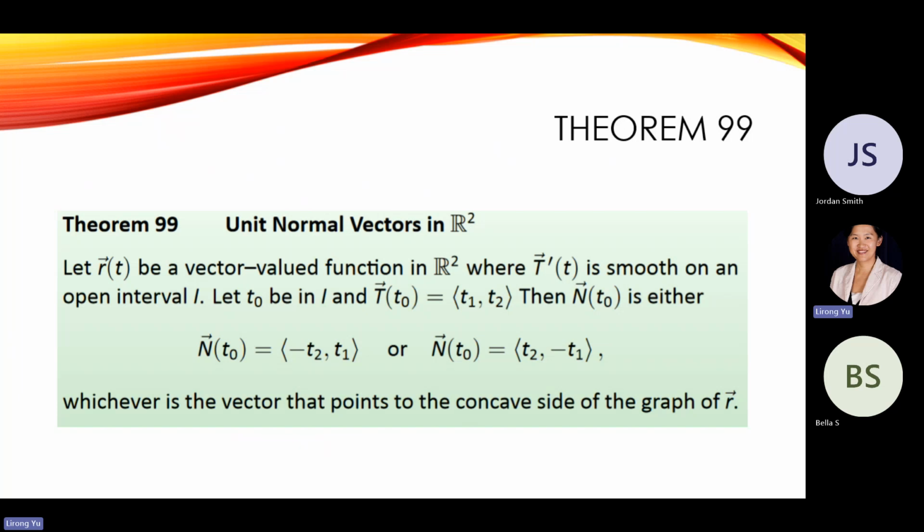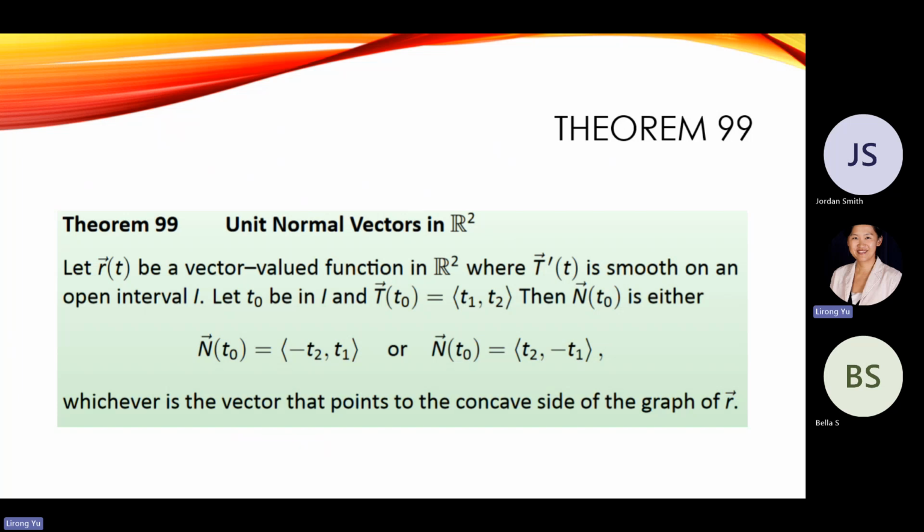Now let's try to summarize this. Suppose r(t) is a 2-dimensional position function, and r'(t) is smooth on the open interval, assuming that you actually have a derivative that doesn't have any sharp corner. In that case, we're able to find the magnitude of r'(t).